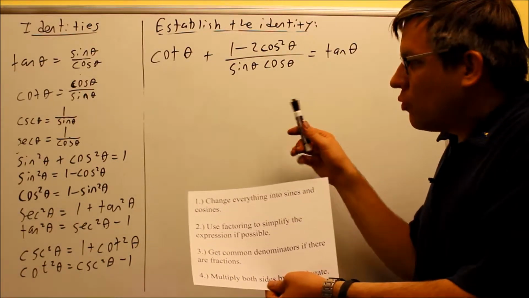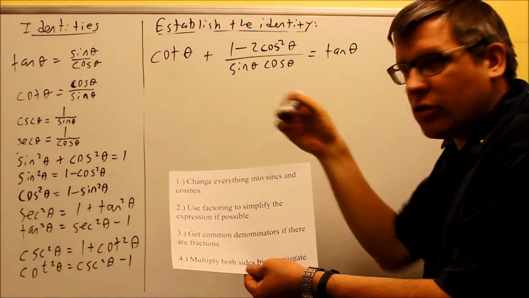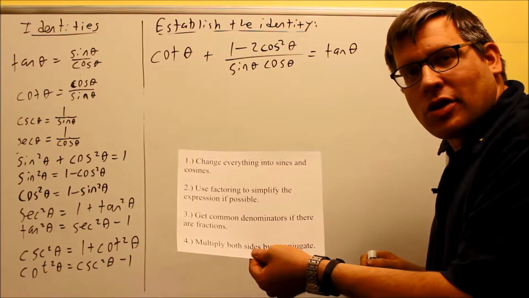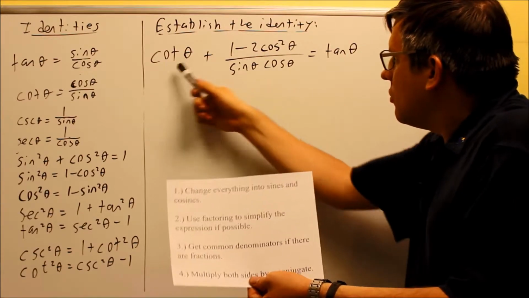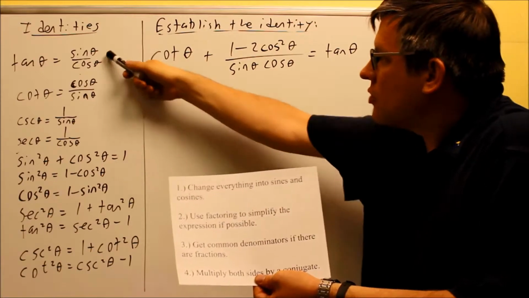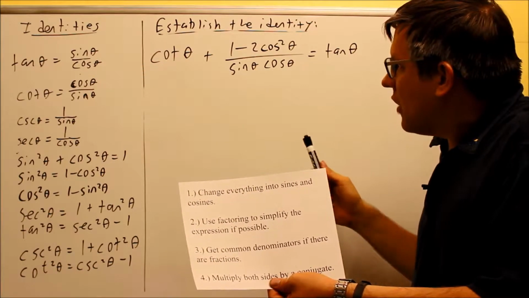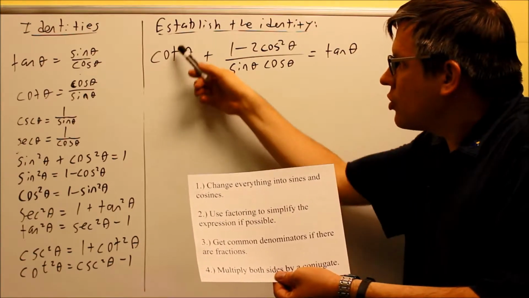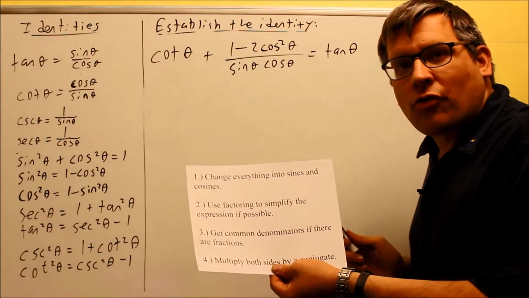Okay, when you begin one of these problems, the first thing you want to do is look at your list of techniques here. We notice the first thing: change everything into sines and cosines. We can do that by using these identities over here. But besides that, we also want to see if there's another identity we can apply. Now if we change this over into cosine over sine, we're then going to have two different fractions.